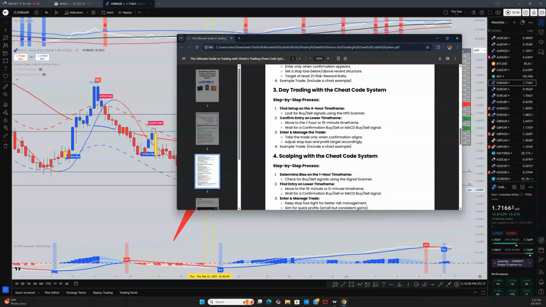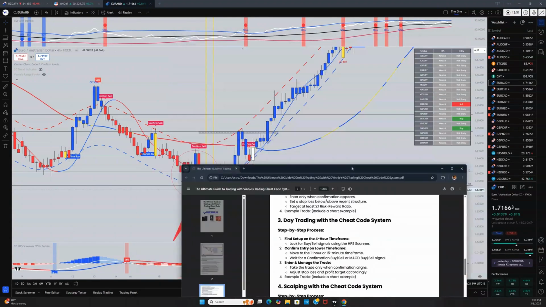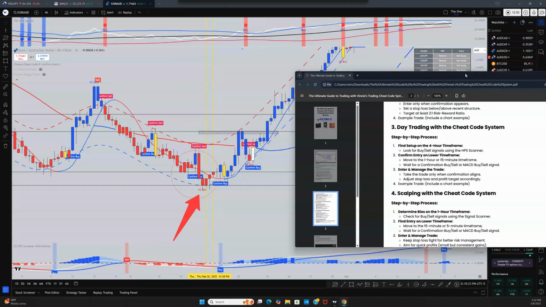Wait for a confirmation buy, or wait for the MACD to give you a buy or sell signal for entry. Again, enter and manage the trade. Take the trade only when confirmation aligns. Adjust stop loss and profit target accordingly, right? So we're using those support and resistance lines as our target.